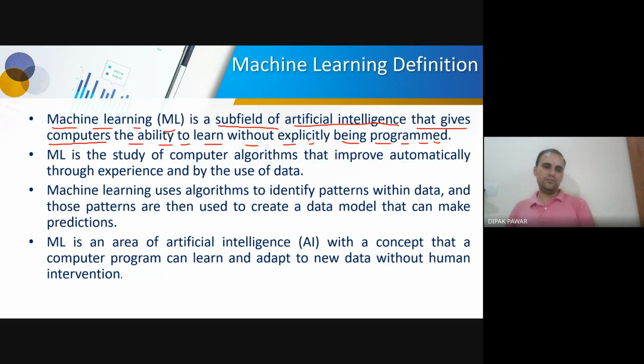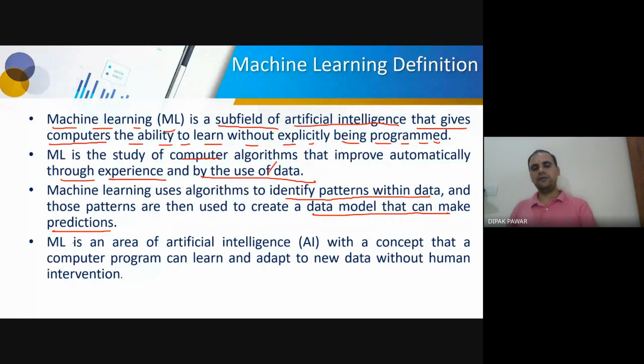Whatever programming we do for our traditional IT part, we are not doing here. Second definition, out of these 4 you can write any definition: ML is a study of computer algorithms that improve automatically through experience and by the use of data. So we are learning through experience. Experience is nothing but the past data, historical data. Third definition: machine learning uses algorithms to identify the patterns within the data. Whatever the input data and output data are, we identify the patterns within them, and those patterns are used to create a new data model that can make predictions based on that pattern. We apply a new input so that we get the new output.